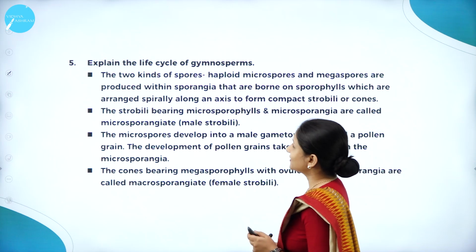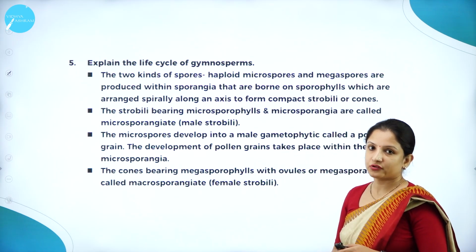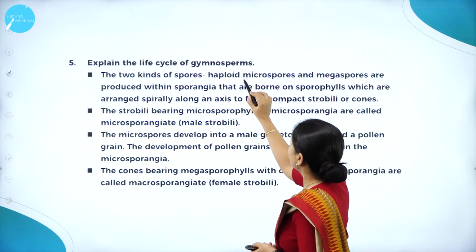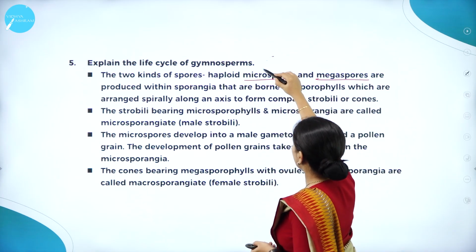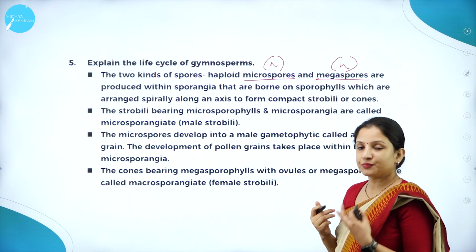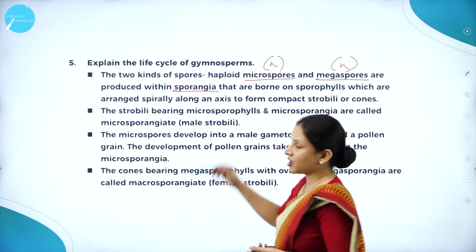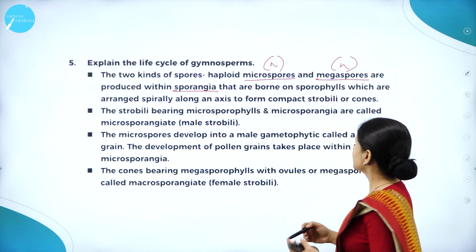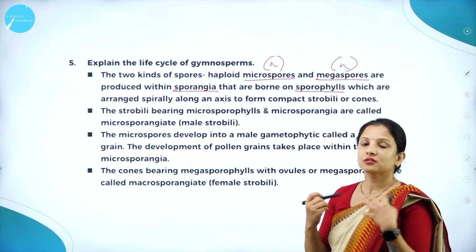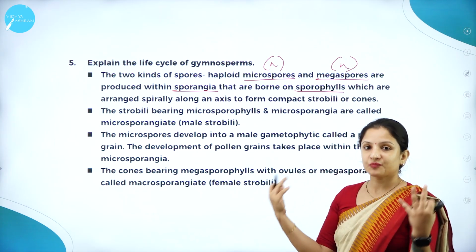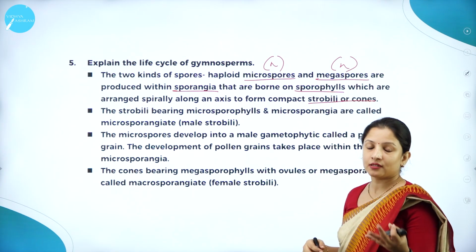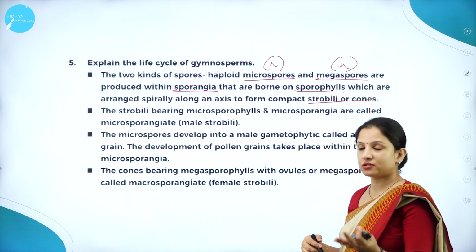Next question. Explain the life cycle of gymnosperms. So in gymnosperms also, two types of spores are produced, that is microspores and megaspores, which are haploid, having a half set of chromosomes. And where are these produced? They are produced in structures called sporangia. Where are the sporangia present? Sporangia are present on sporophylls. And what are the sporophylls? Sporophylls are nothing but leaf-like structures which are arranged spirally to look like a cone. That is a strobilus or cone, just like in the pteridophytes, that is in Selaginella and Equisetum.